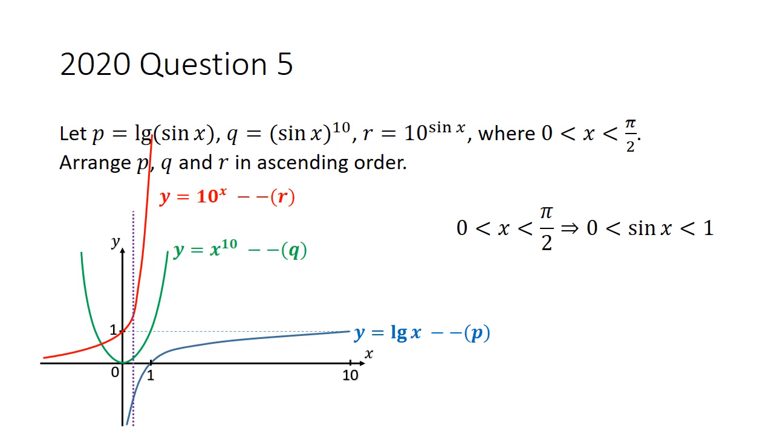So you can see that the red graph, where it intersects the vertical line, is higher than the green, and that would be higher than the blue point on the logarithmic graph. Therefore, the order will be P is the smallest, followed by Q, and the largest would be R. So P less than Q, less than R.